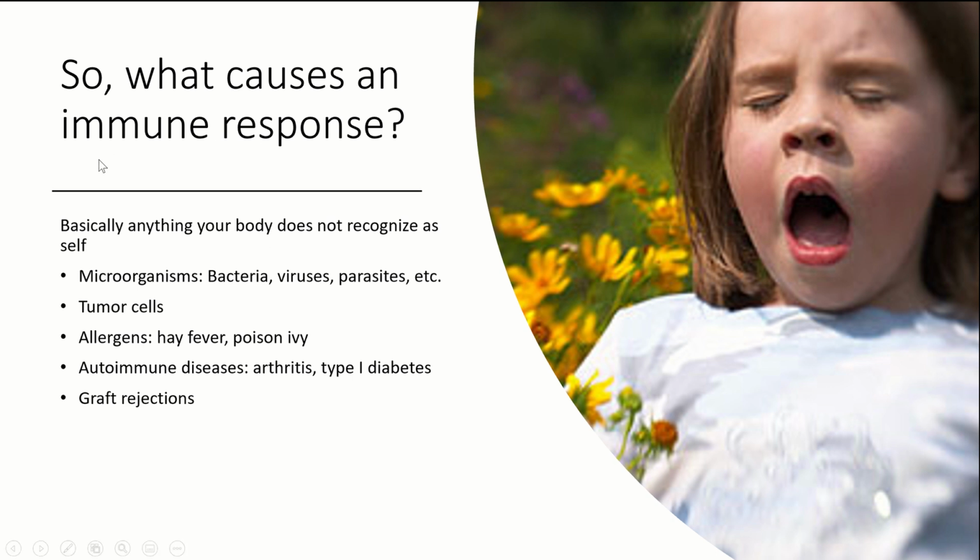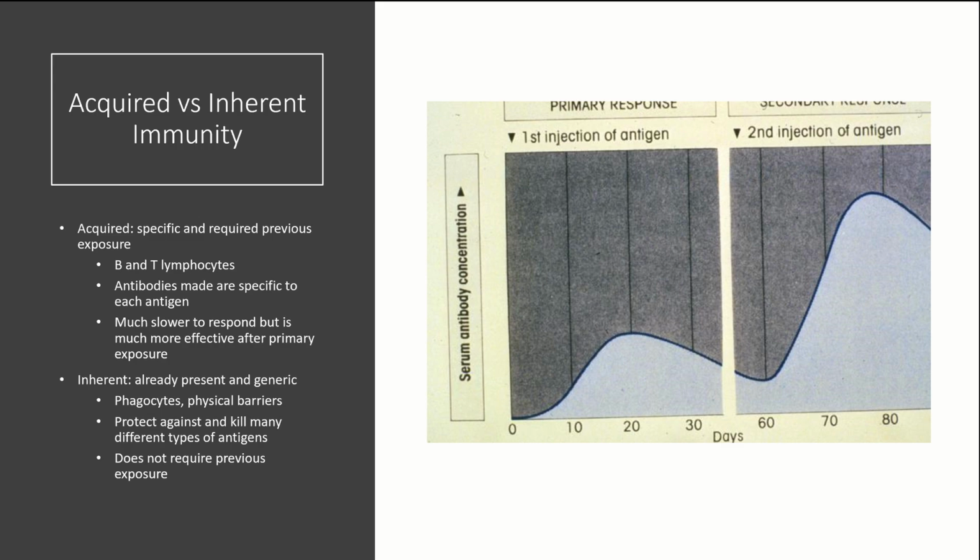Okay, so that's what causes an immune response. It's basically anything that your body, those immune cells, see, and they say, hey, no, this is not a part of us. This is not supposed to be here. We got to get rid of this thing because it's going to cause us harm. Okay, so now we're going to talk about the two main categories of immunity. So there's acquired and there's inherent immunity.